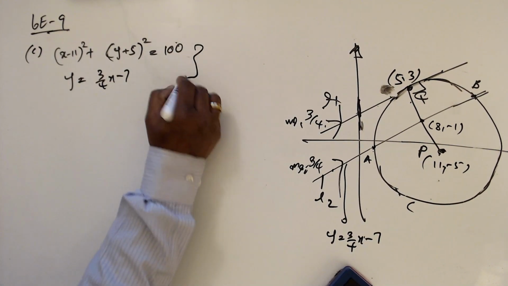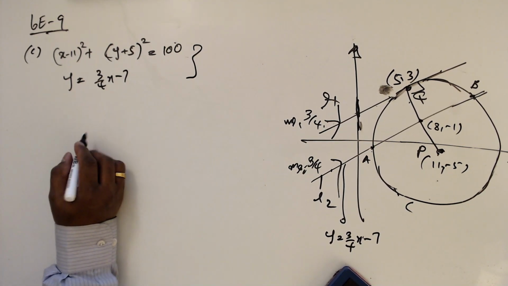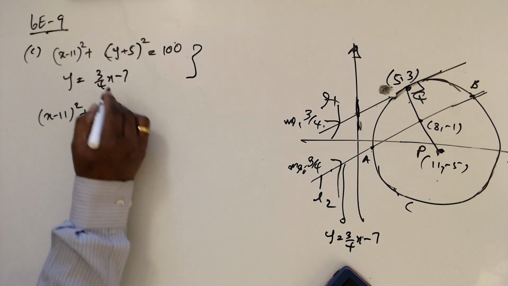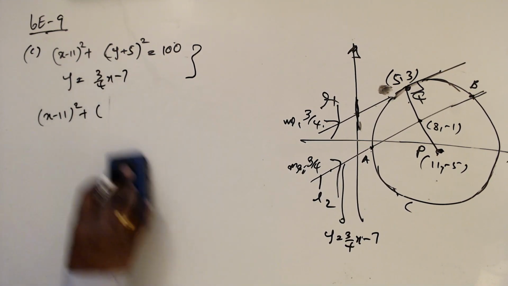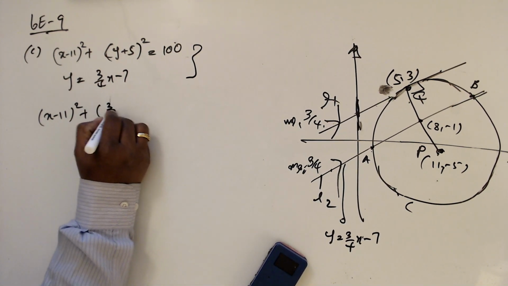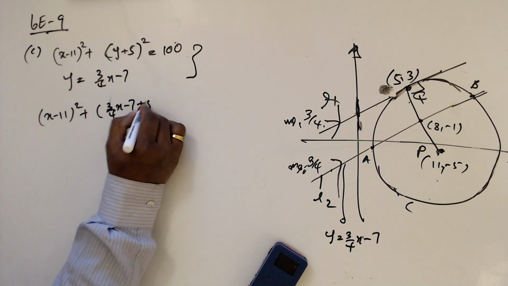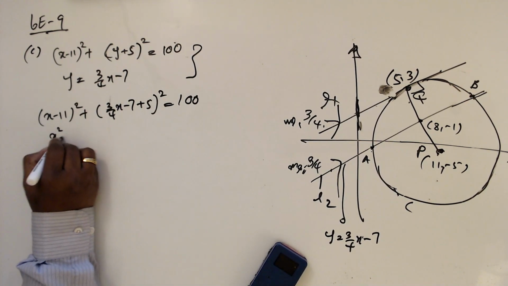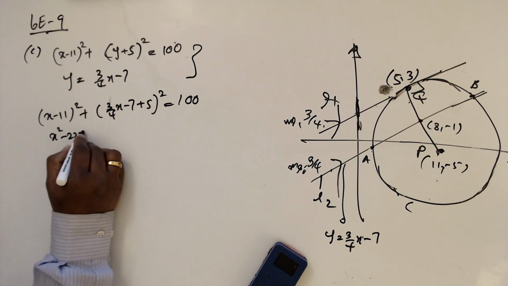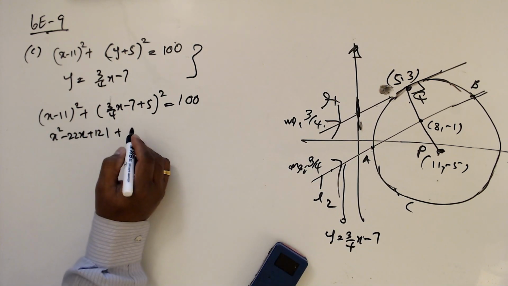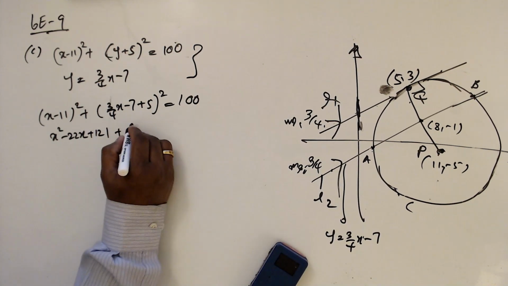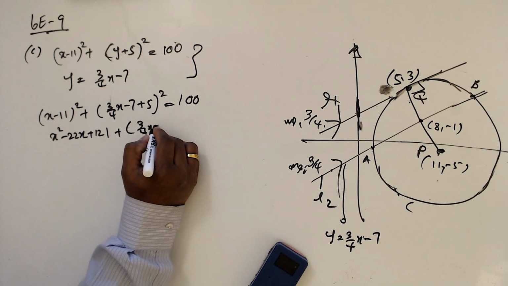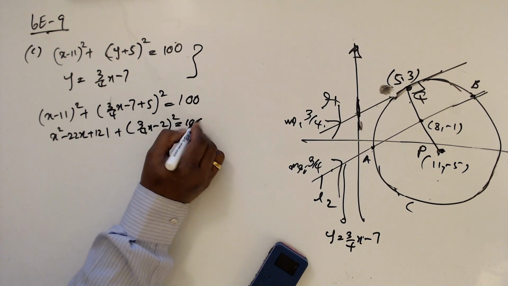Now I'm going to solve those two equations. (x − 11)² + y², we know y now, (3/4 x − 7) + y. So x² − 22x + 121. This is going to be (3/4 x − 2)² = 100.